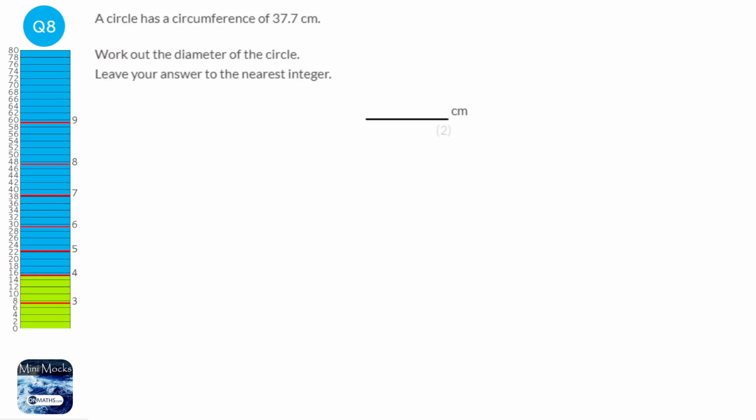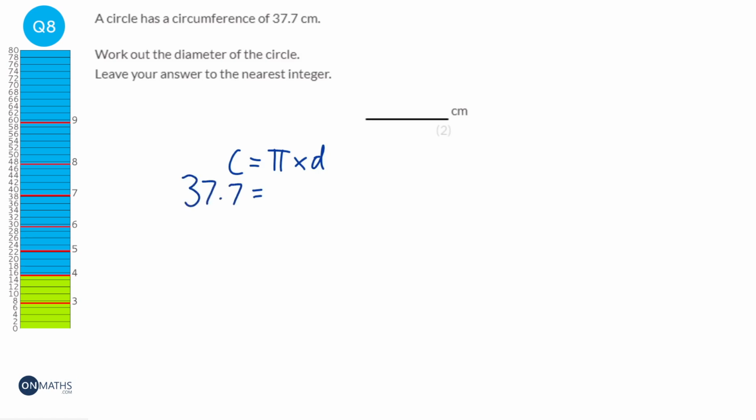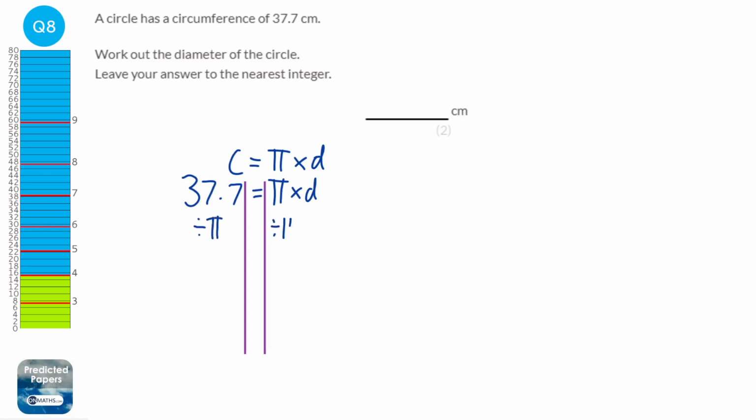The formula for the circumference of a circle is circumference equals pi times the diameter. In this question we're given the fact that the circumference is 37.7 and we're asked to find the diameter. So if we put our lines in, all we need to do is divide both sides by pi. So we've got 37.7 divided by pi equals the diameter.